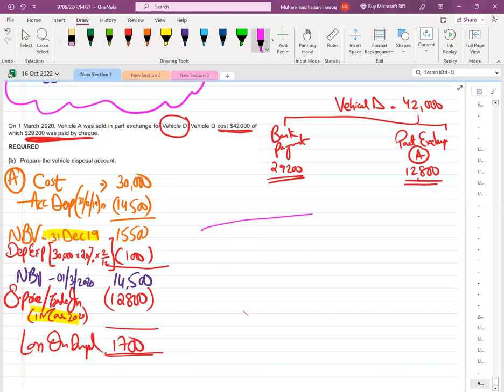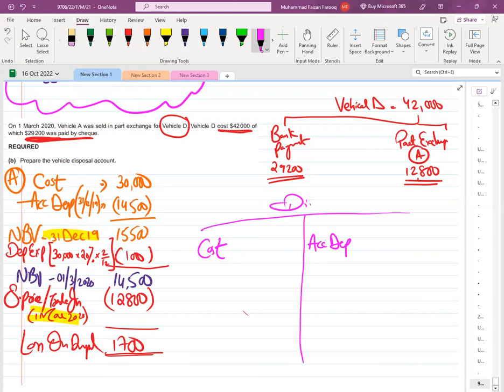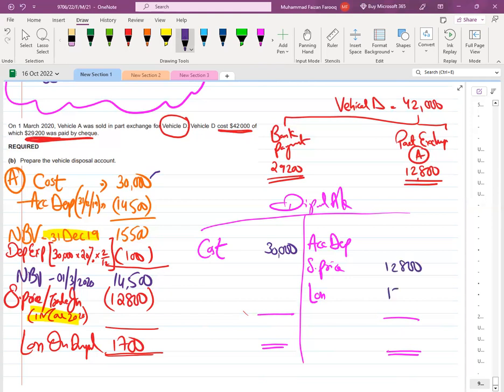Disposal account is the requirement. This is our working. The disposal account format is this. Remember, selling price or trade-in value: if there is a loss, it's on credit; if it's a gain, it's on debit side. And automatically this account will be balanced. The cost is how much? 30,000. 12,800. Loss 1,700.